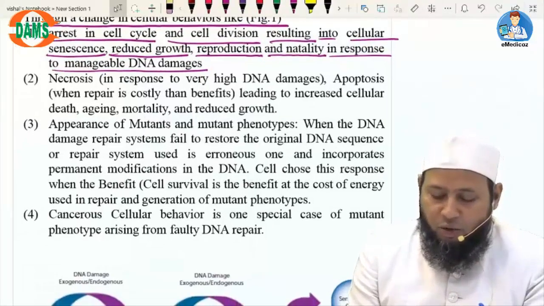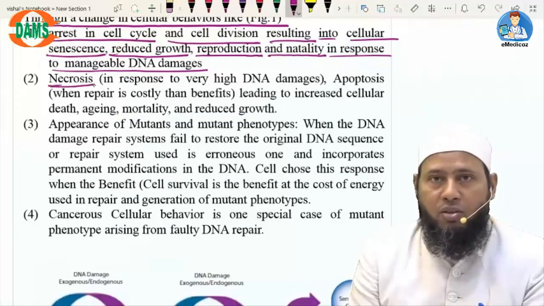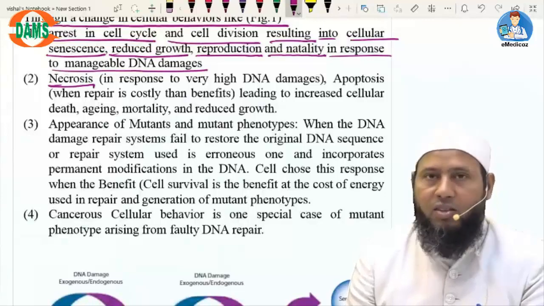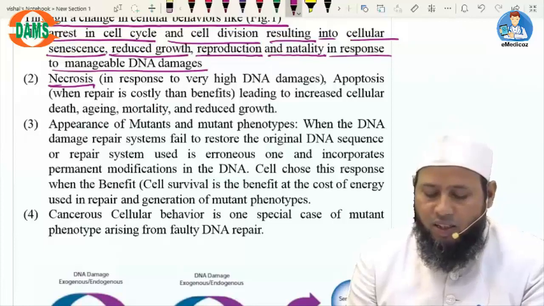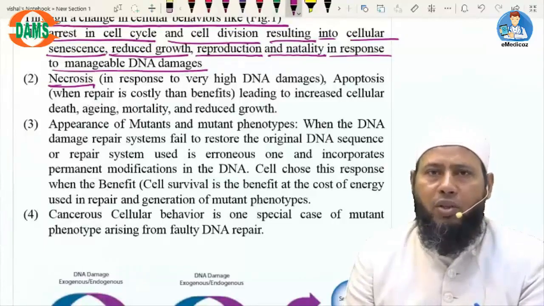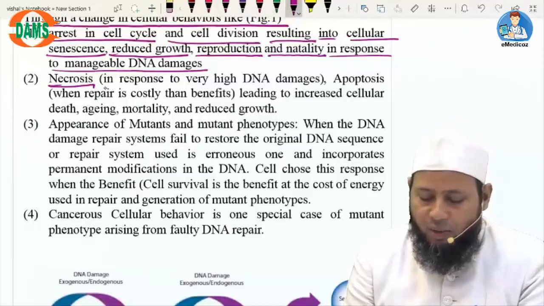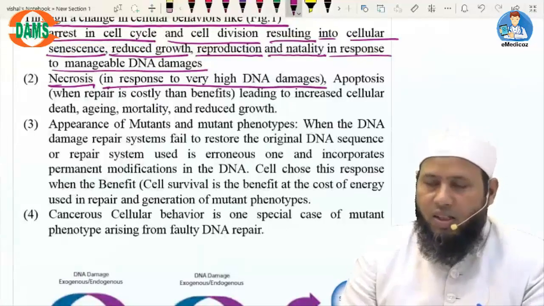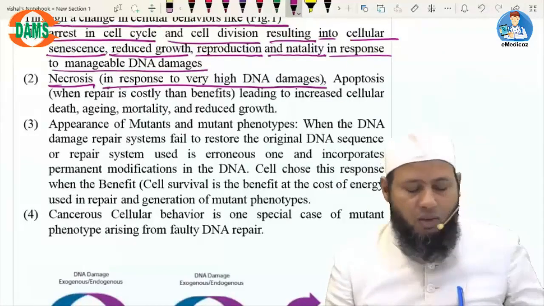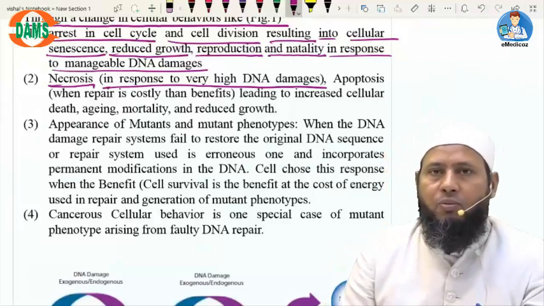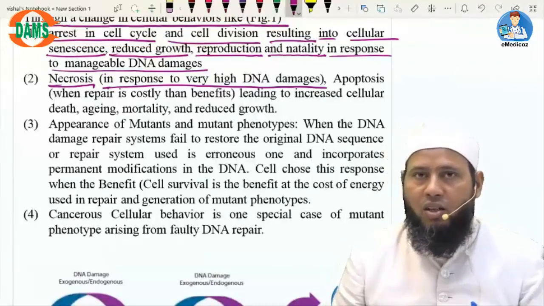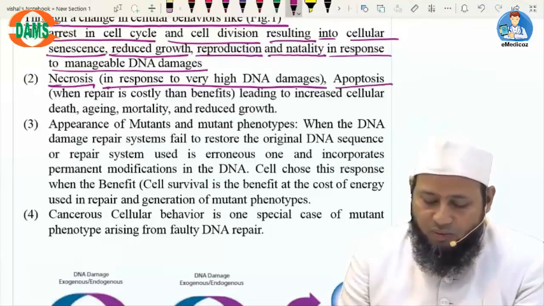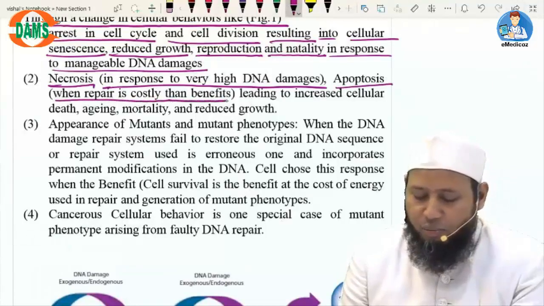Second thing is necrosis. That is another response by the cell, and that's how the cell manifests that there is a DNA damage. Necrosis is the sudden death, without bothering about anything. It happens when the DNA damage is very high and not manageable. The cells cannot repair at all, or even if the cell wants to repair it, the cost to repair is too much in comparison to the benefits after the repair. Next is apoptosis, when the repair is costlier than the benefits.